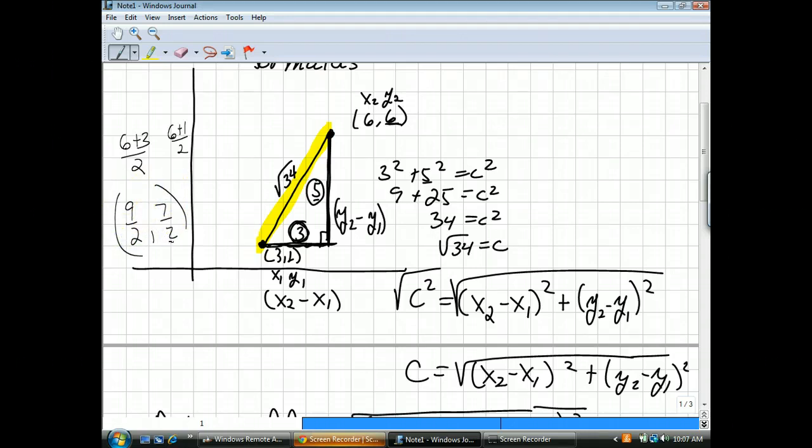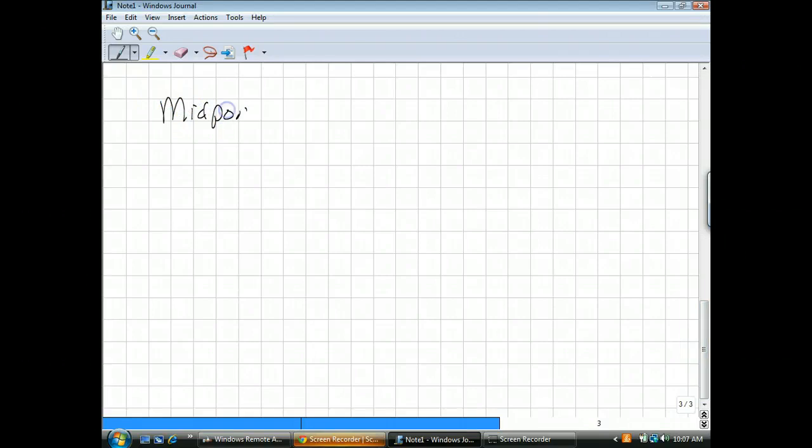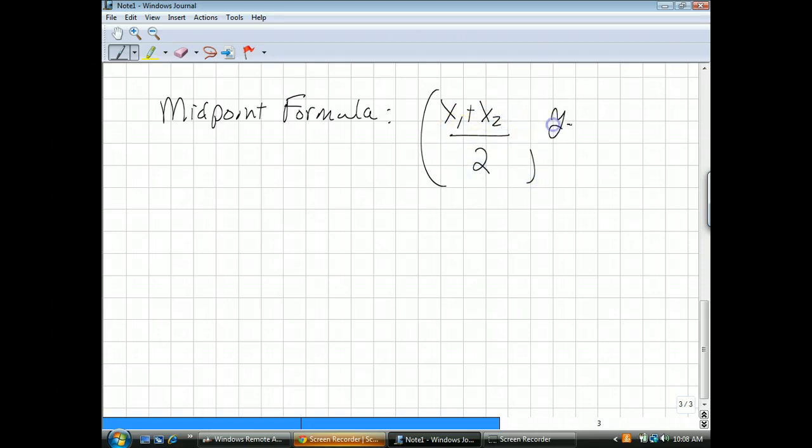So that says that if I go over 9 halves, which is 4 1/2, and up 7 halves, which is 3 1/2, then that point is going to be the midpoint of that segment. Okay? So the midpoint formula: a midpoint is an ordered pair, and the x value of the midpoint is taking the two x's, adding them together, divide by 2, and the two y's, divide those by 2. So this represents the x value of the midpoint, and this represents the y value of the midpoint. And remember, a point is always an ordered pair.